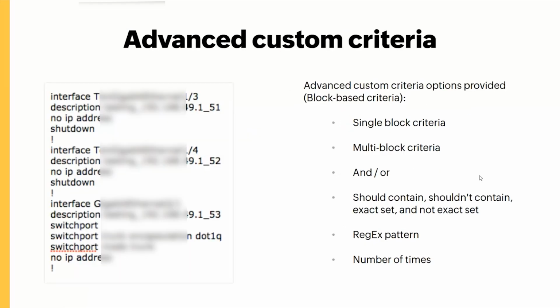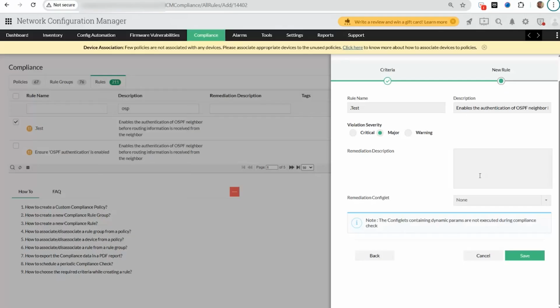Next, let's talk about the advanced custom criteria. So this is basically a mixture of both simple criteria and advanced criteria. Here you have the option to use the single block criteria as well as the multi-block criteria. You can also use the and or functions, regex patterns, and specify the number of times a pattern must be present. Now let me show you this in the UI.